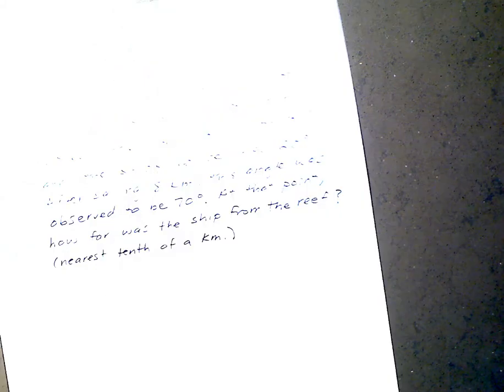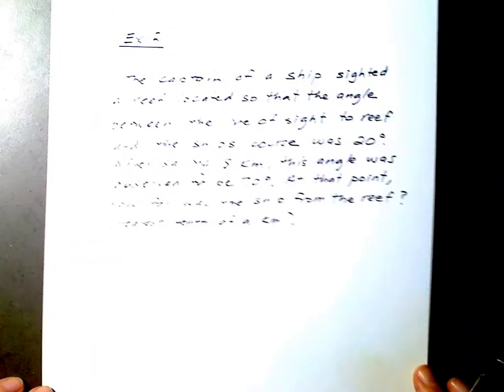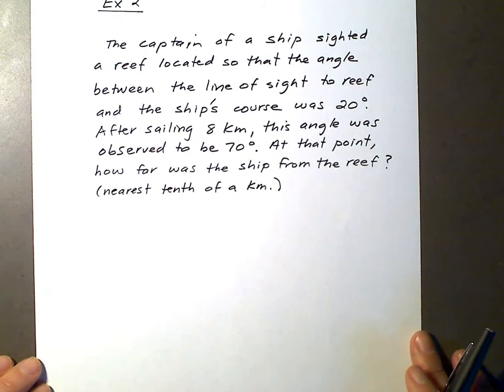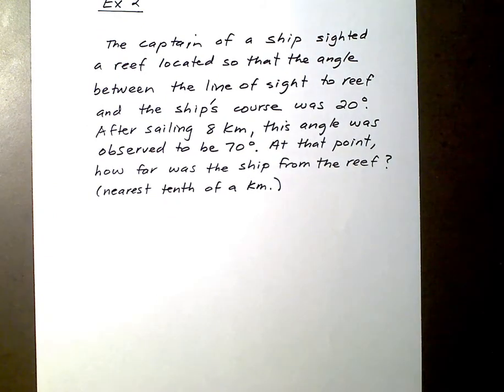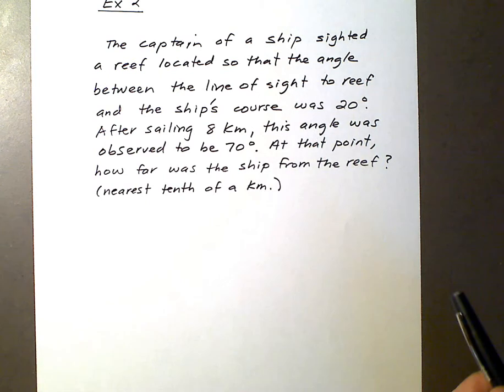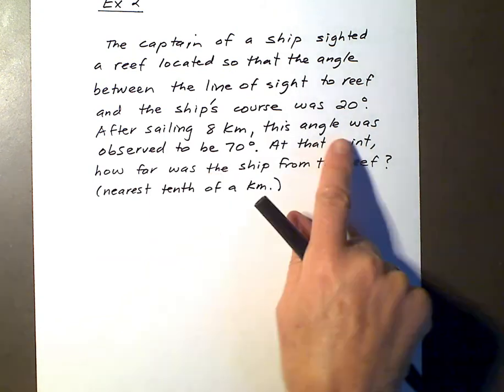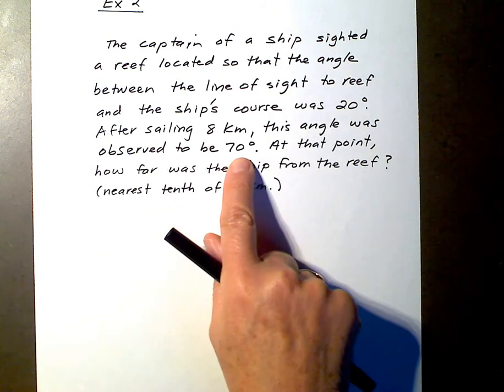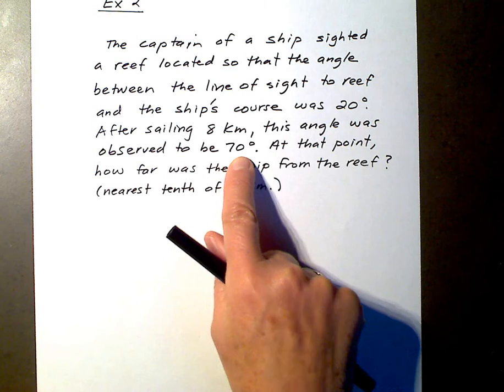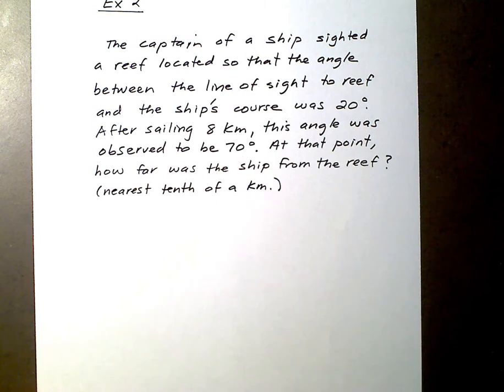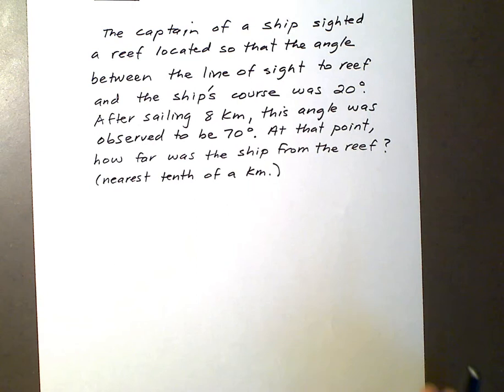And this one we're going to just start with a word problem and have to draw the scenario. So we have a captain of a ship, and he sights a reef that's located so that the angle between the ship's course and the line of sight to the reef is 20 degrees. So he sails along his course another 8 kilometers, and then he looks again, and now he is at a 70-degree angle looking at the reef. So at this point, how far from the ship is the reef? So this is all about the drawing.